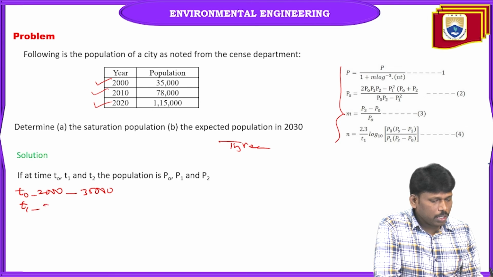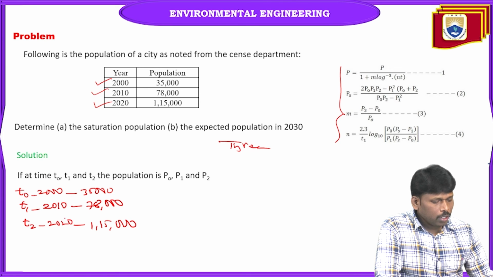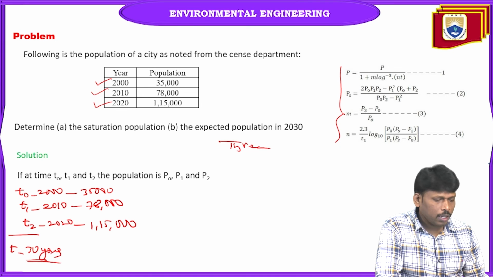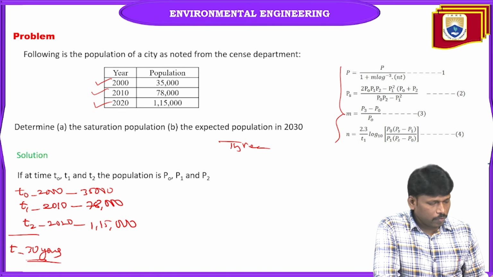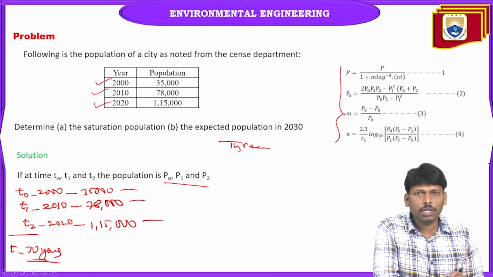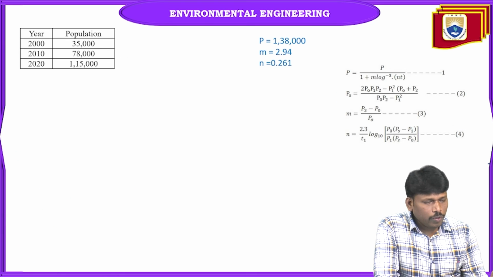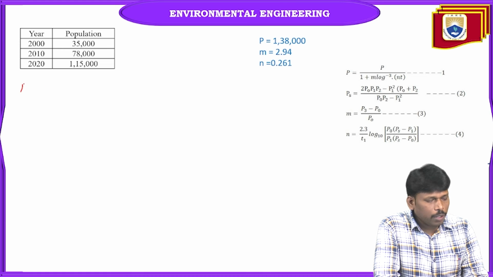Whereas T1, the population for 2010, is 78,000. Whereas T2, it is 2020, so 1,15,000. So in total, 2000, 2010, 2020. So the total T we can say is 30 years, or our design period is the given data for the last 30 years. So then P1, P2 is nothing but the population with respect to T0, T1, T2. Now we need to calculate the P.